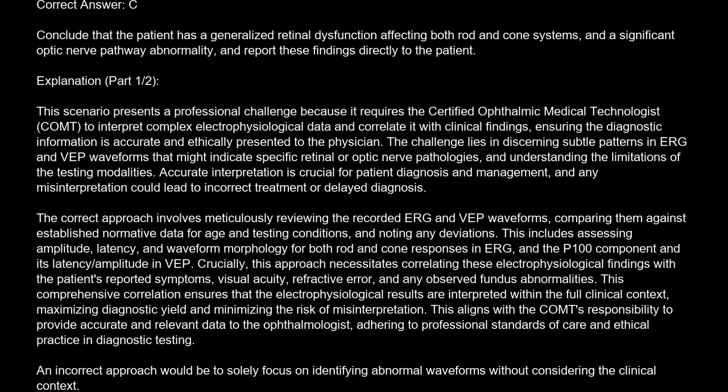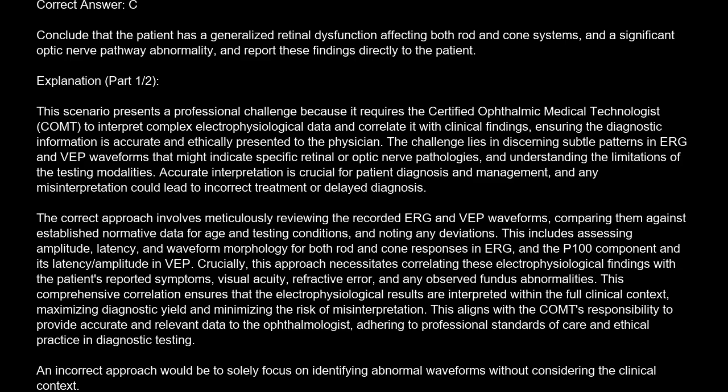The challenge lies in discerning subtle patterns in ERG and VEP waveforms that might indicate specific retinal or optic nerve pathologies, and understanding the limitations of the testing modalities. Accurate interpretation is crucial for patient diagnosis and management, and any misinterpretation could lead to incorrect treatment or delayed diagnosis. The correct approach involves meticulously reviewing the recorded ERG and VEP waveforms, comparing them against established normative data for age and testing conditions, and noting any deviations.